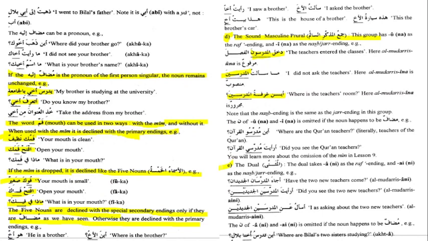Another one is the musanna. We've also taken this, the dual. And the dual, of course, uses an alif for raf, a ya for jar, and the ya also for nasb. So you say ja al mudarrisani. In this case, the alif is the sign of its raf because it is marfu, it is the fa'il. Now, ara'ayta al-mudarrisaini, because in this case it is the maf'ulun bihi and it is mansub, so the ya is the sign of its nasb.